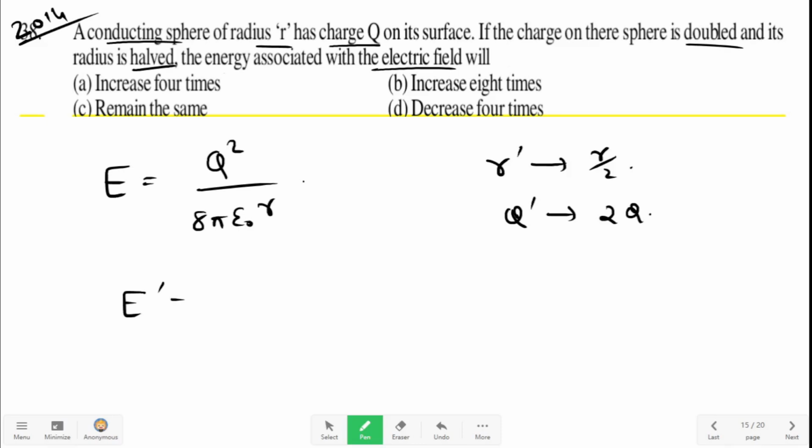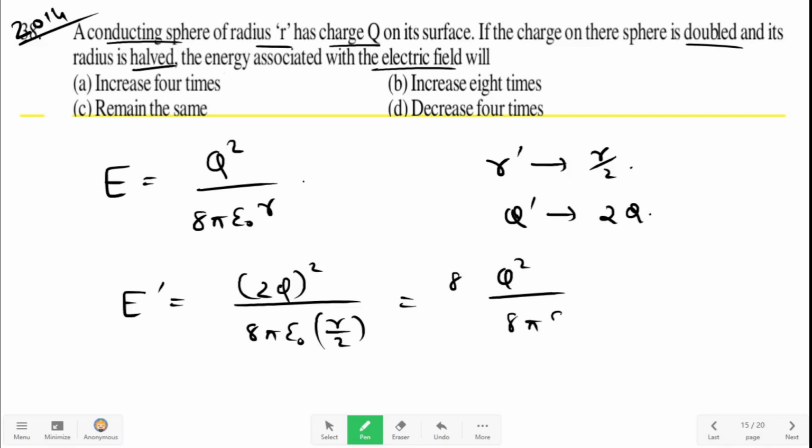Therefore E prime will be equal to 2Q squared divided by 8 pi epsilon naught r by 2. This is equal to 8 times Q squared divided by 8 pi epsilon naught r, which is equal to 8 times E. Therefore the energy increases by 8 times.